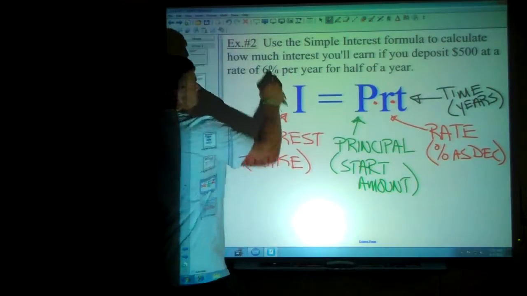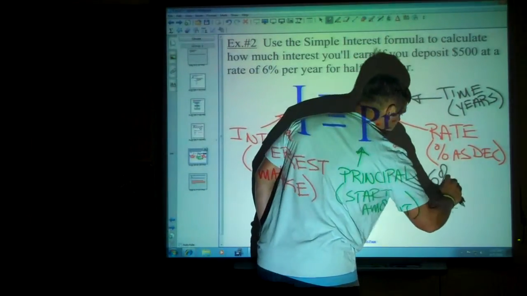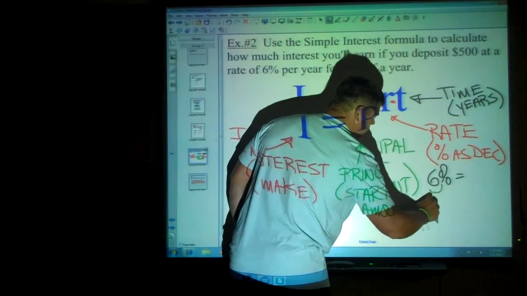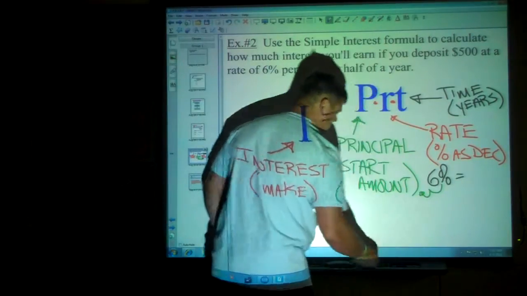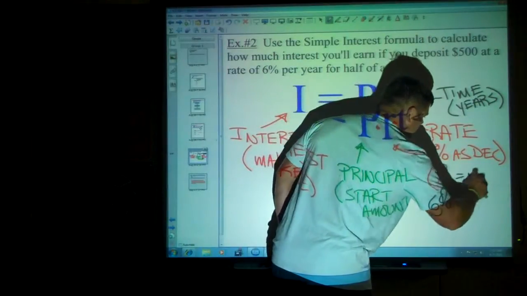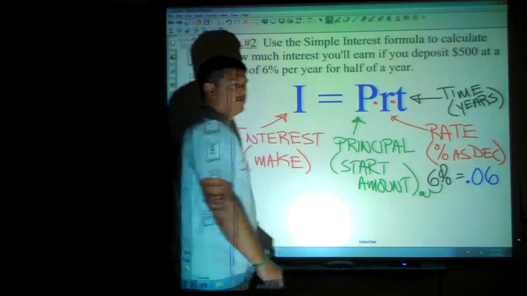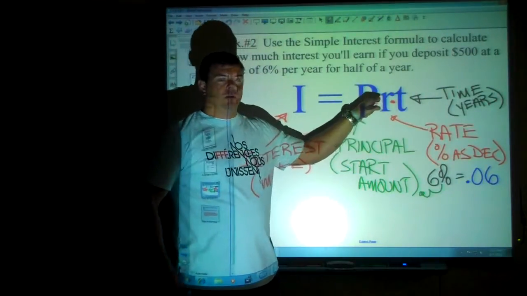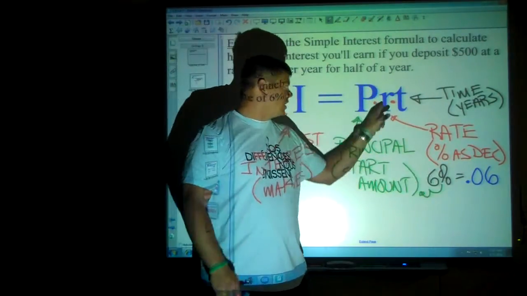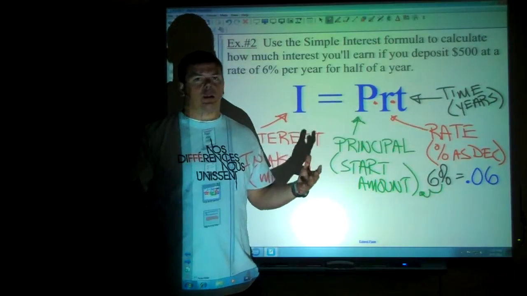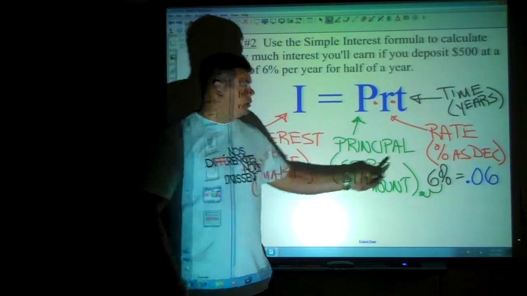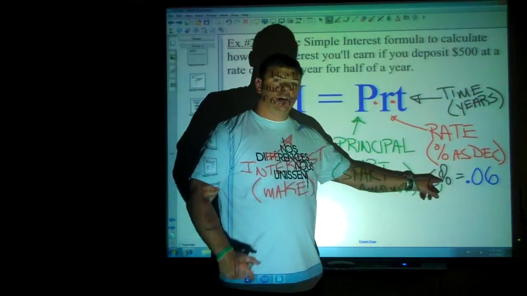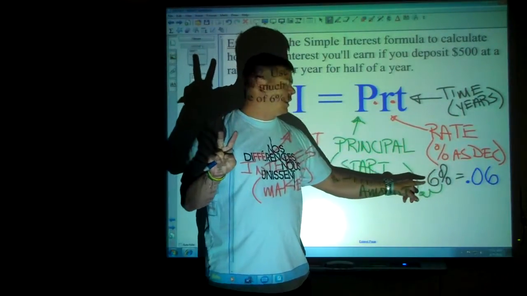In this case, it says 6%. 6%, you must take this decimal and move it 2 places to the left, which would equal 0.06. So we would need to put 0.06 in for R. Biggest mistake, people just put 6 in for R, and then that's all out of whack. You must make sure that you put the percent as a decimal. And I don't care what the percent is, you always move it 2 places to the left.